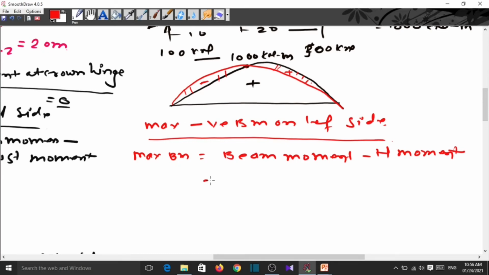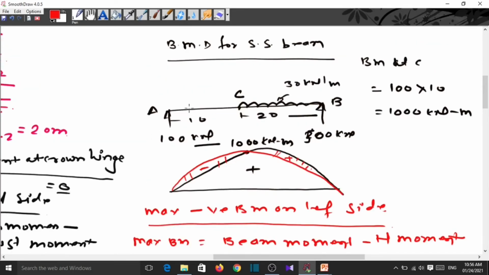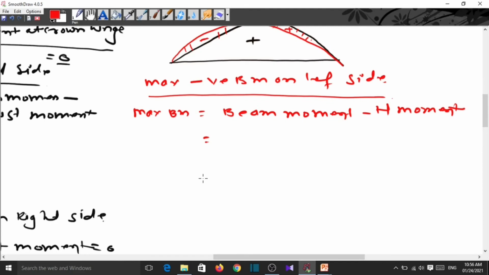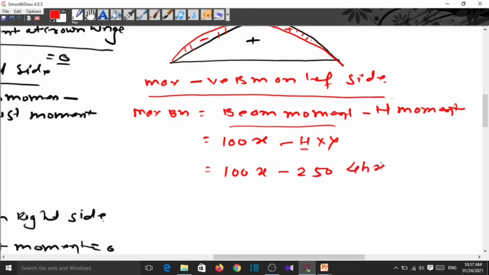So the beam moment, from the left side here, at a distance X suppose, is VA, that is 100, into X. The beam moment is only 100 into X, then minus H into Y. H is equal to 250, and what is Y? We know Y is equal to 4hX for this parabolic arch, divided by L square, into L minus X.